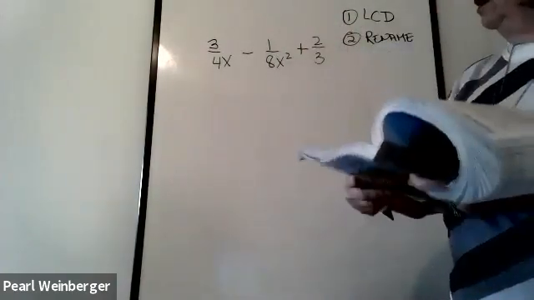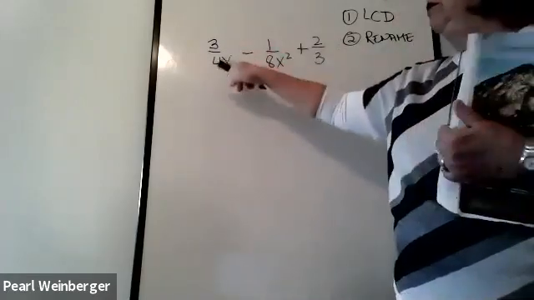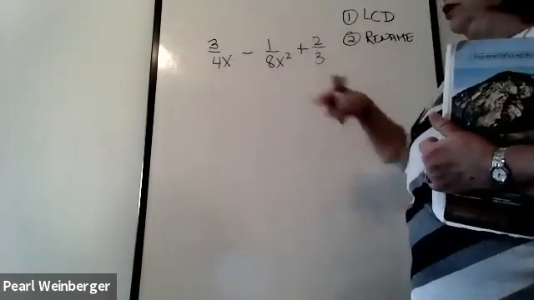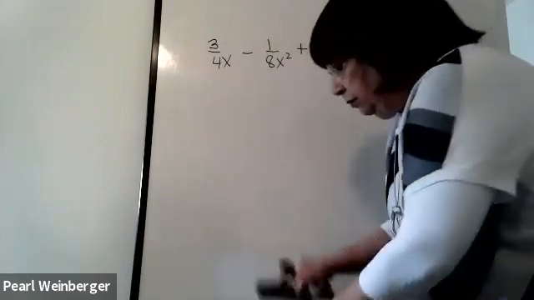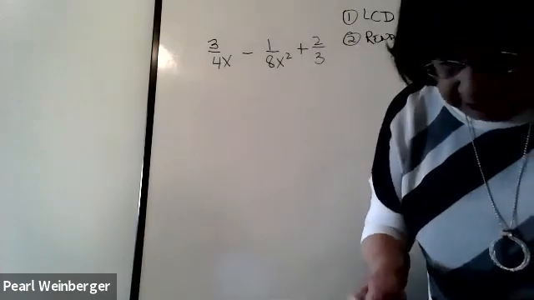Okay, I'm giving you the example where I want you to combine 3 over 4x minus 1 over 8x squared plus 2 over 3. And I want you to find the common denominator and then rename your fractions while I am taking attendance.